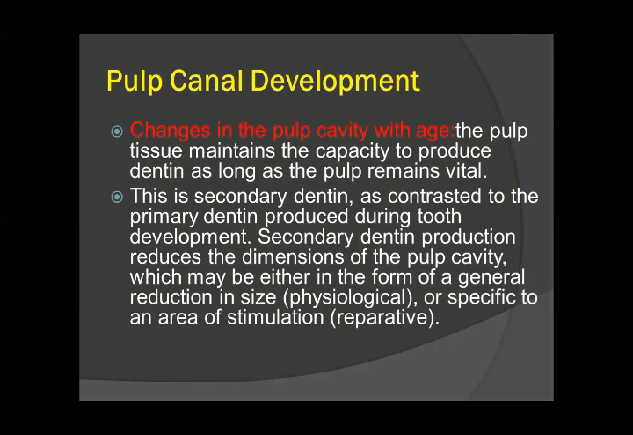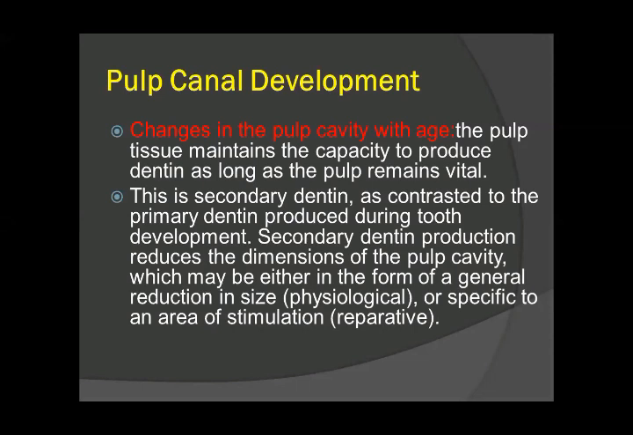Pulp changes in the pulp cavity with age. The pulp tissue maintains the capacity to produce dentine as long as the pulp remains vital. This is secondary dentine, in contrast to primary dentine produced during tooth development. Secondary dentine production reduces the dimensions of the pulp cavity, which may be either in the form of a general reduction in size or specific to an area of stimulation. This is a reparative area.